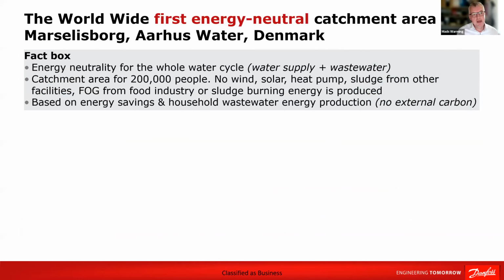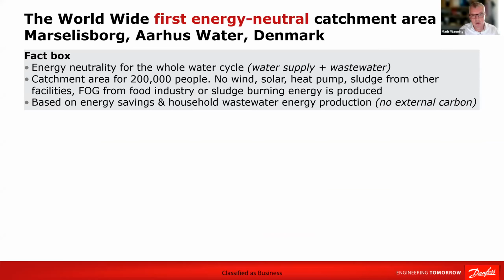So to the specific case, where we go 5 years back, where the Marselisborg plant, covering 200,000 people, I guess was the first place on the planet where we have both water supply to 200,000 people and wastewater treatment basically without using energy, being an energy neutral case.